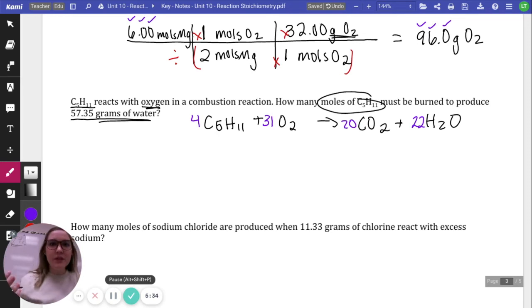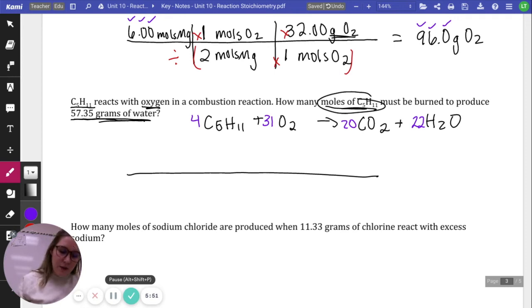Okay, so now let's look at what we're looking for. We want moles of C5H11, and we're starting with 57.35 grams of water. Step one is to take what's given. So we are given 57.35 grams of H2O.